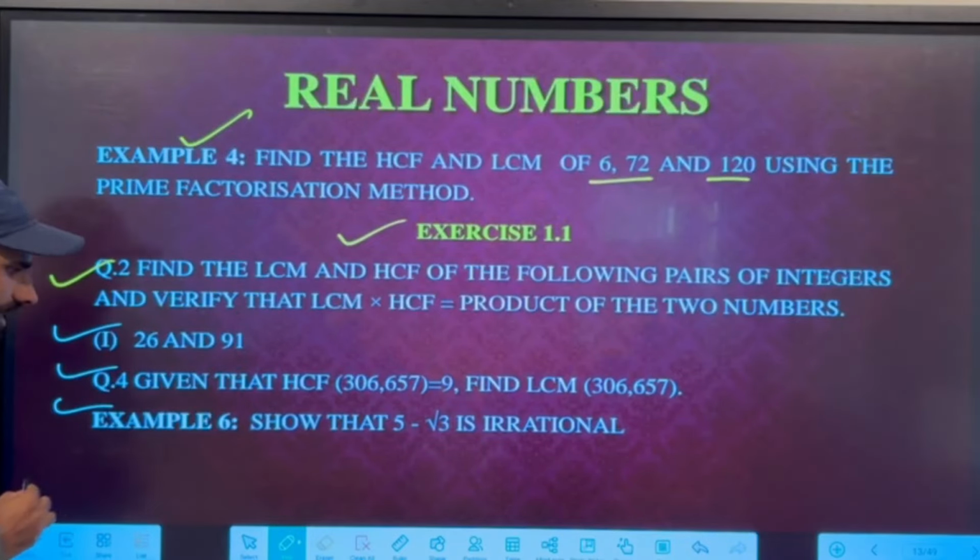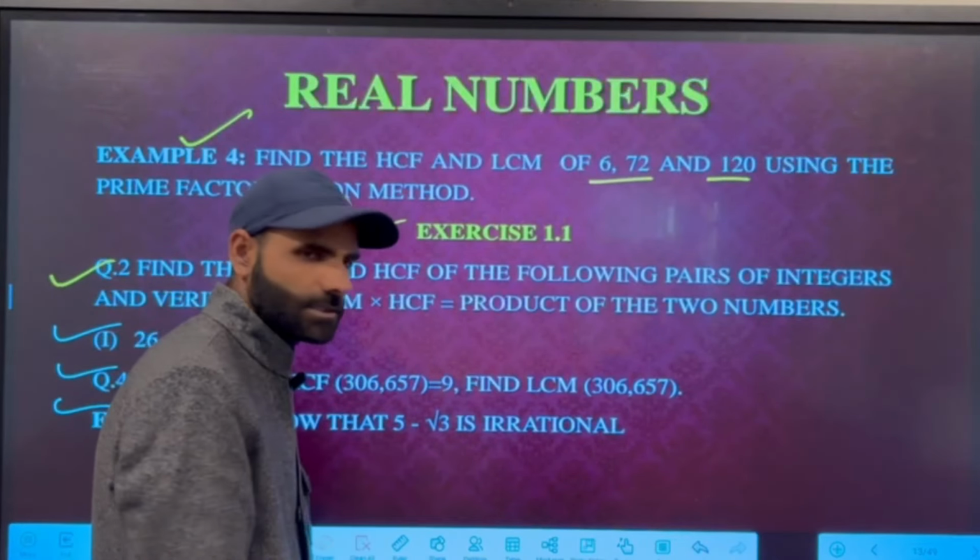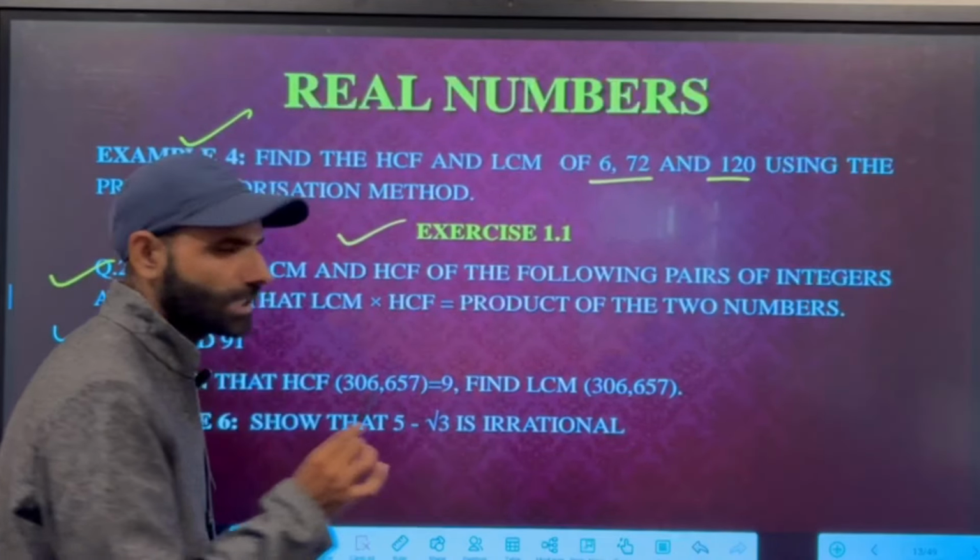Another example is example 6. Show that 5 minus root 3 is irrational. This is the portion of real numbers.